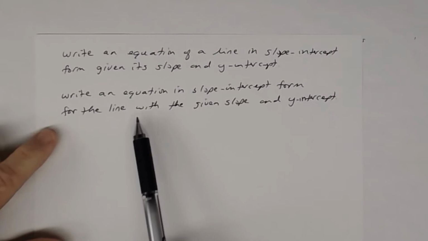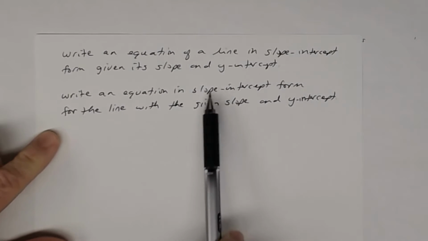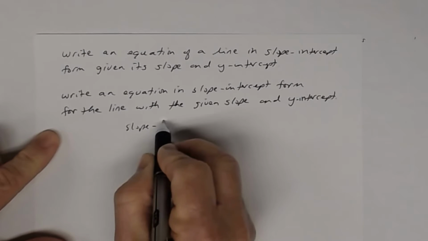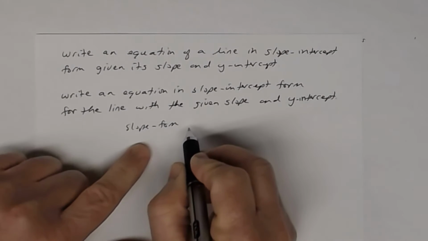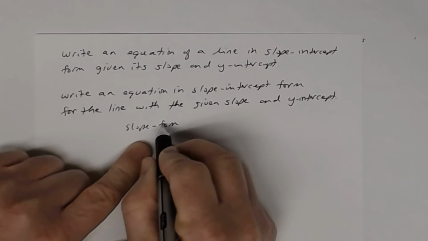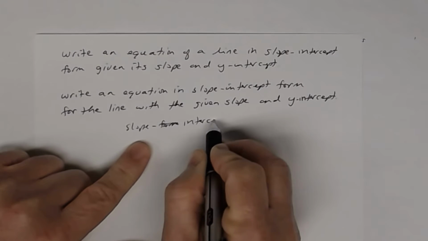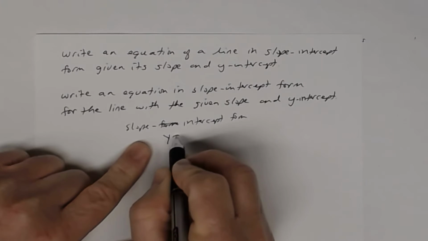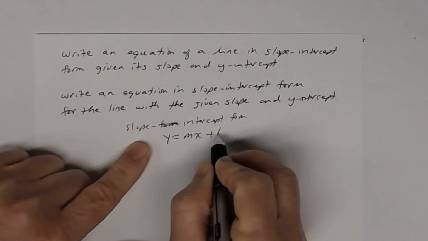Now, the equation of a line, it's asking you to write it in slope-intercept form. So just a reminder, this is slope-intercept form. So your answer should be in this form: y equals mx plus b.